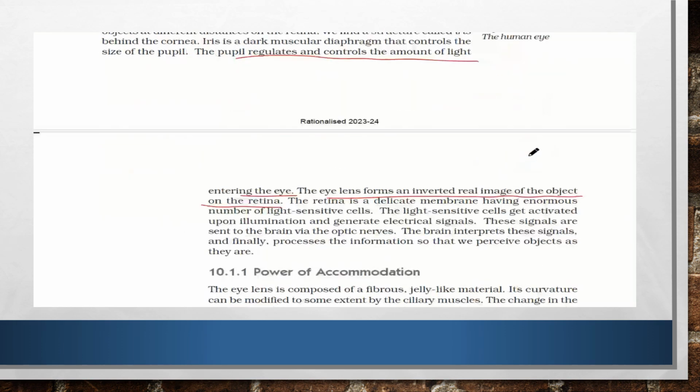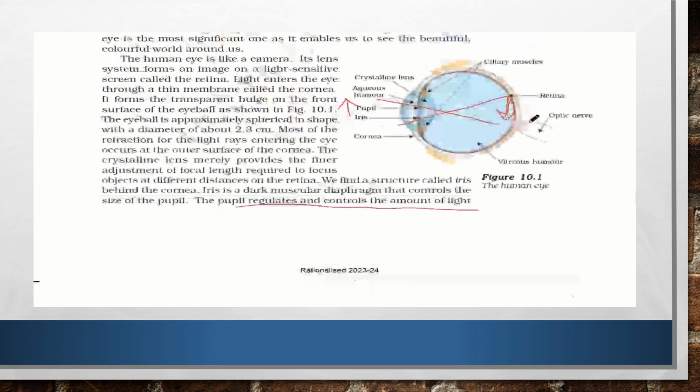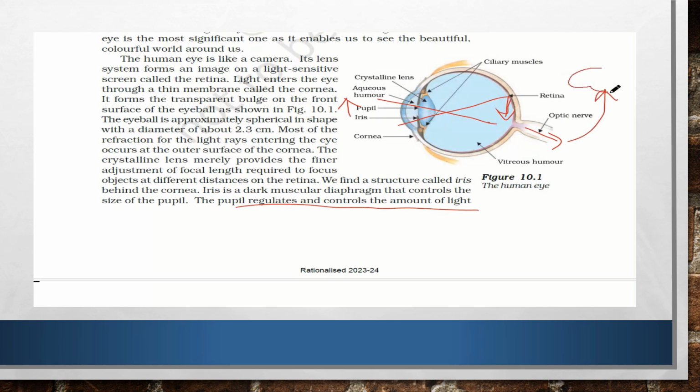Okay, so the retina is a delicate membrane having an enormous number of light sensitive cells. So the retina has a huge number of light sensitive cells which are forming the inverted real image. The light sensitive cells get activated upon illumination and generate electrical signals. Now these signals are sent to the brain via the optic nerve. So after the image is formed, there is the optic nerve, and this optic nerve is sending the signal to the brain.